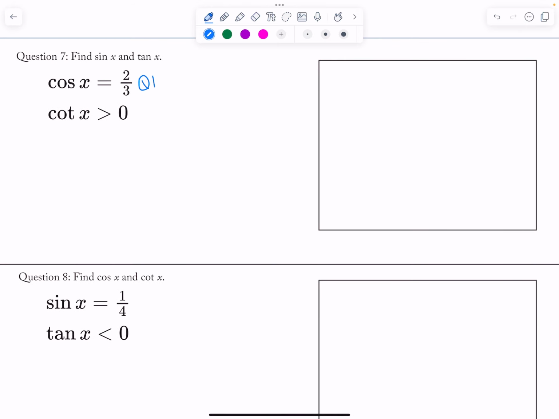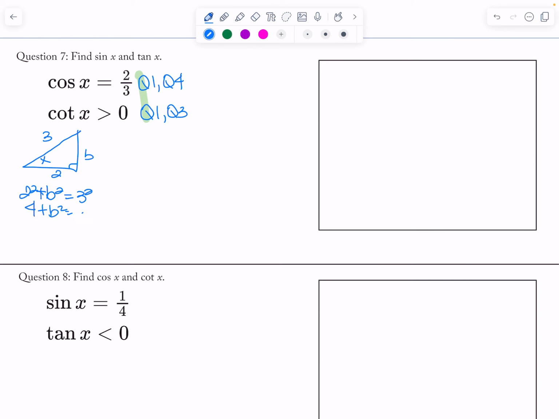So quadrant 1 or quadrant 4, and then cotangent is bigger than 0, so that's quadrant 1 or quadrant 3. So overall we are in quadrant 1. Again, I draw my triangle, my x, my right angle, and then I want 2 and 3 here. So 2 squared plus b squared is equal to 3 squared. So 4 plus b squared is equal to 9, so b squared is equal to 5, so b is the square root of 5.